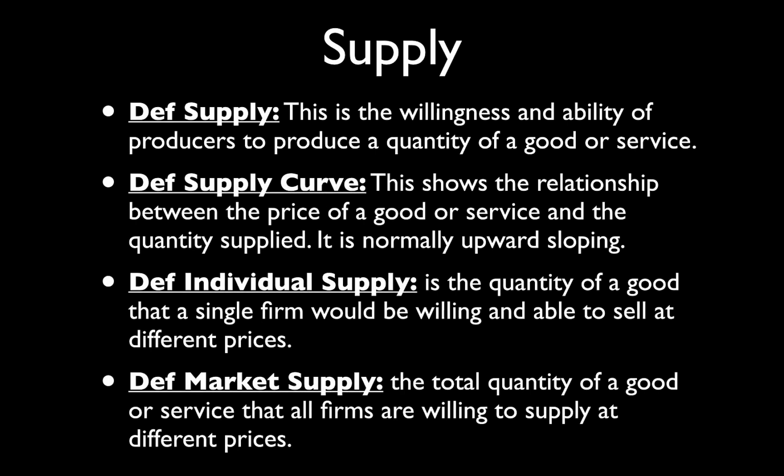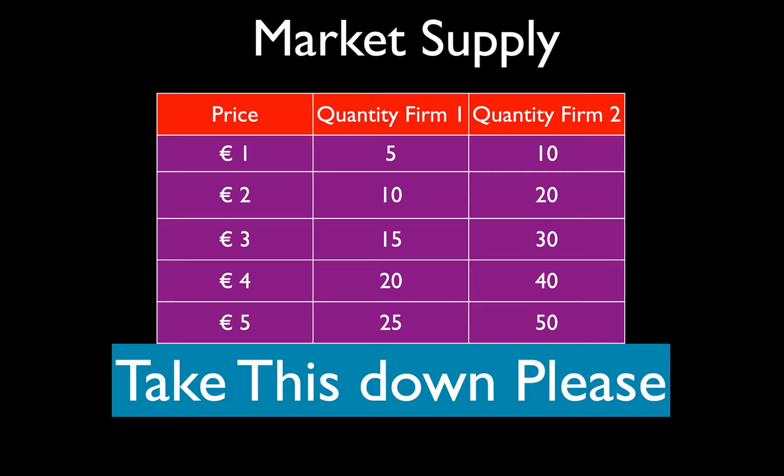Okay, so the definition of supply is the willingness and ability of producers to produce a quantity of a good or service. The supply curve itself shows the relationship between the price of a good or service and the quantity supplied, and it's normally upward sloping, but we have seen examples of supply curves that break the law of supply. Individual supply is the quantity of a good that a single firm would be willing and able to sell at different prices, and market supply is the total quantity of a good or service that all firms in an industry are willing and able to supply at different prices.